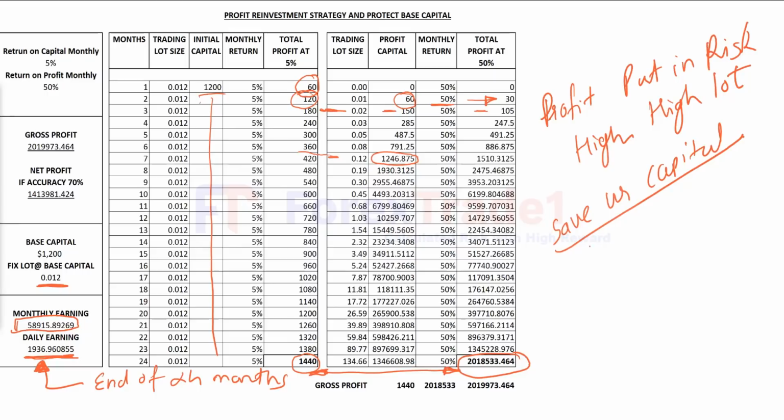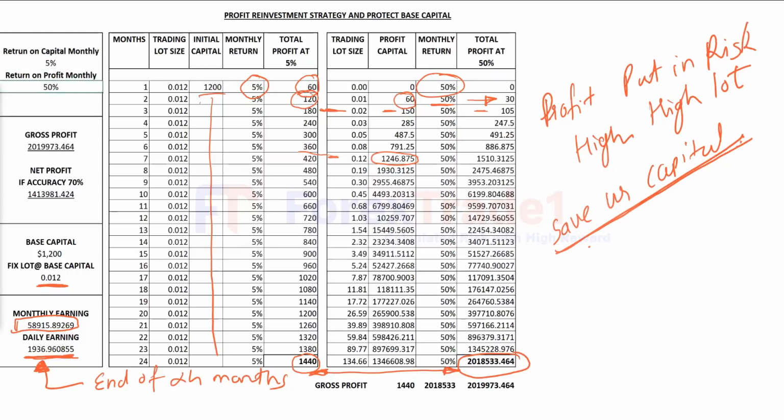And protecting the capital is the first principle of risk management. Protect the capital, and you can do it by taking a lower return, like 5%, and put that profit into the 50% return. And you can even change this ratio also.